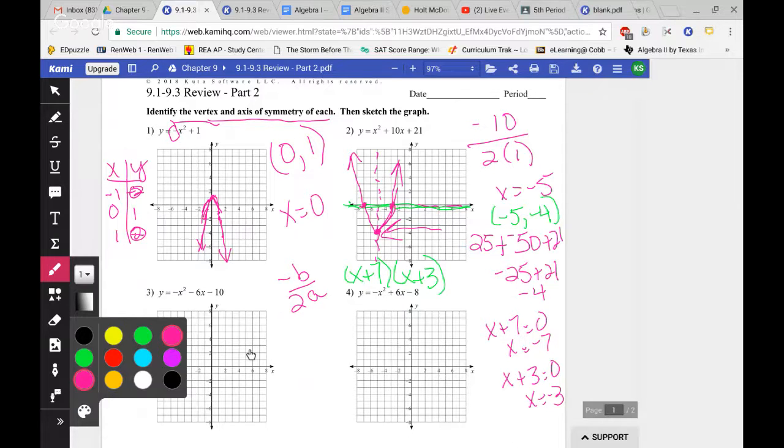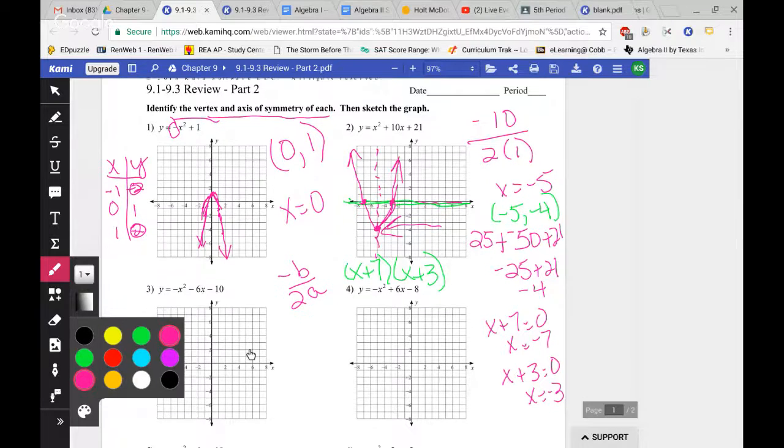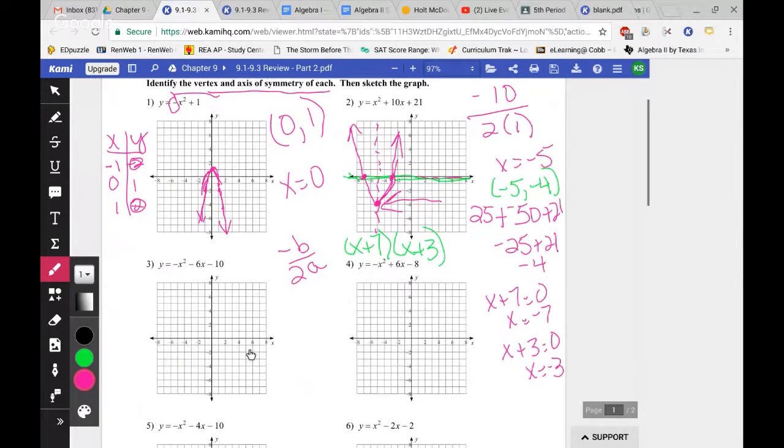What would you prefer to do? Just plug it in your graphing calculator? Okay, all right. Well, that's fine. You can certainly do that. Are you comfortable with finding the vertex and the axis of symmetry? Okay.